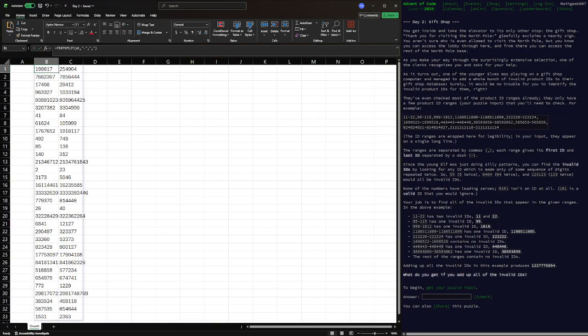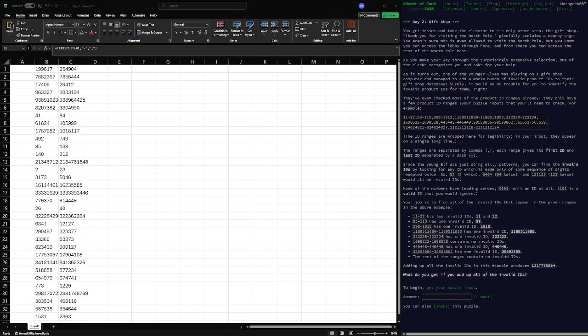There we go. We're in a gift shop, adding a whole bunch of invalid product IDs to the gift shop database. Each range gives the first ID and last ID separated by a dash. Got it. Then it's just silly patterns. You can find the invalid IDs by looking at any ID which is made only of some sequence of digits repeated twice. So 55, 6464, 123123 would all be invalid IDs.